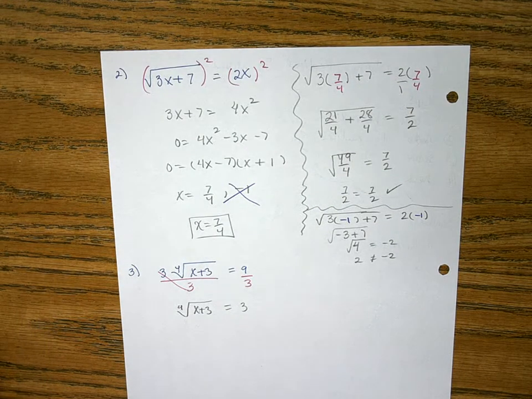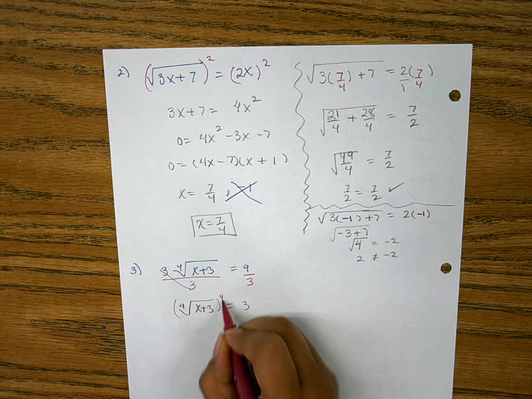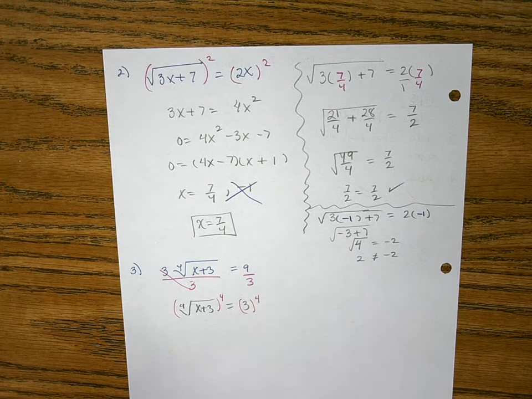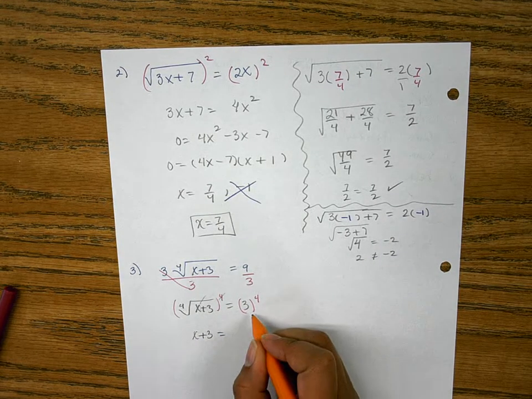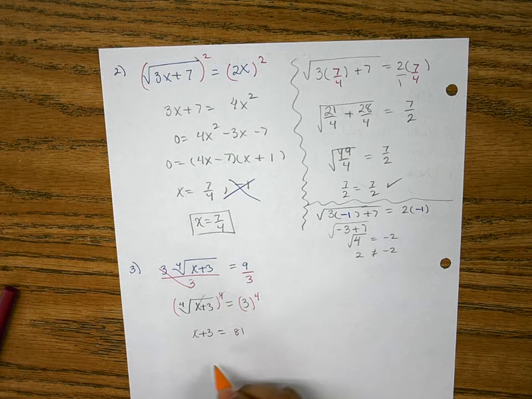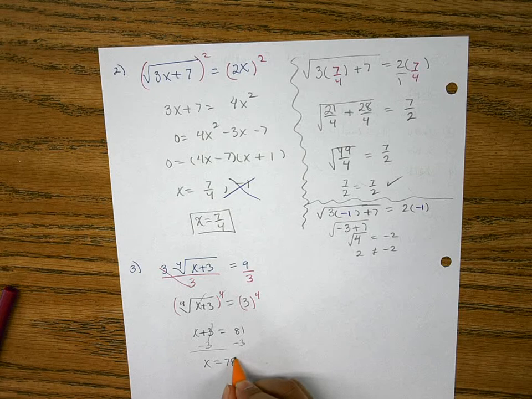Step 2 was undo the radical. Instead of squaring both sides, I am going to raise both sides to the 4th power, because that's the 4th root, not the square root. The 4th root and the 4th power undo each other. X plus 3 equals 3 to the 4th is 81. Subtract your 3 and x equals 78.